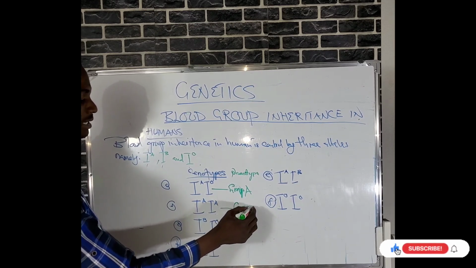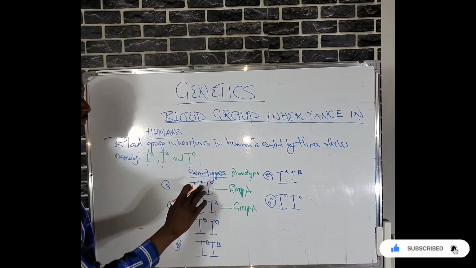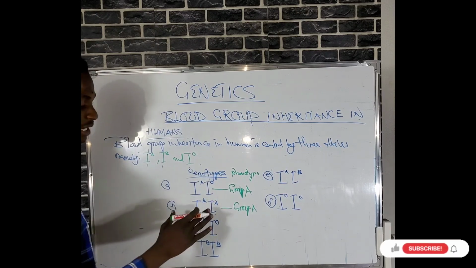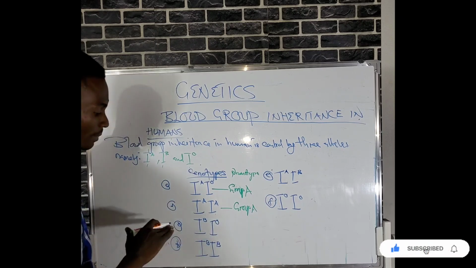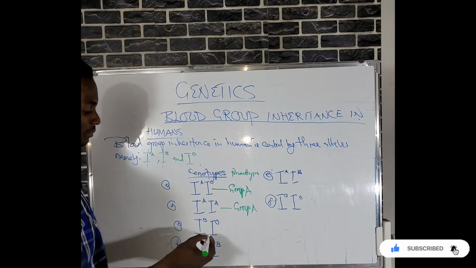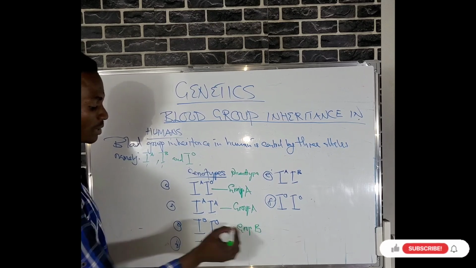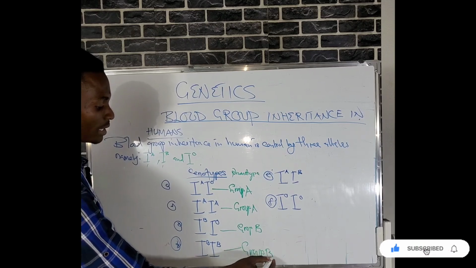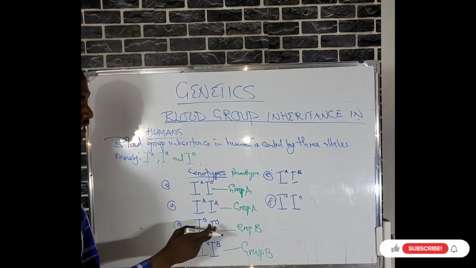Now, someone may ask, what's the difference between this one and this one? The difference is that this one, A O, is heterozygous blood group A. This one, A A, is homozygous blood group A, which is the same, because the alleles are the same. Now, this one, B O, a person will be said to be blood group B, since B is dominant over O. This one, B B, will also be blood group B, because B and B here is homozygous.